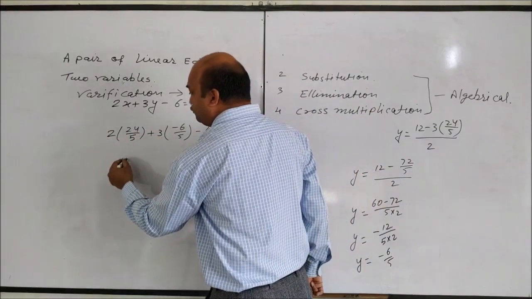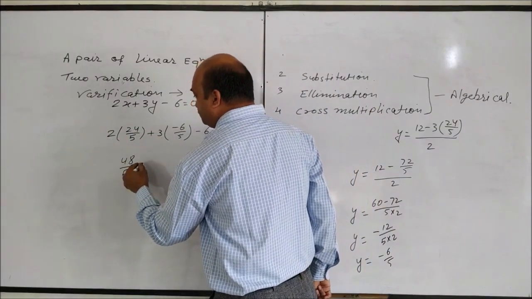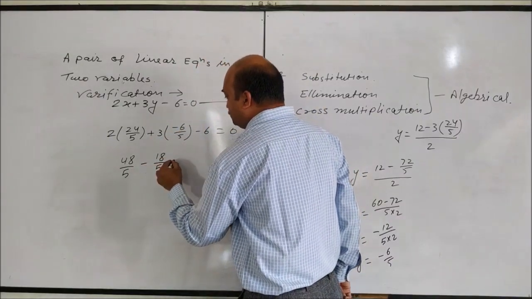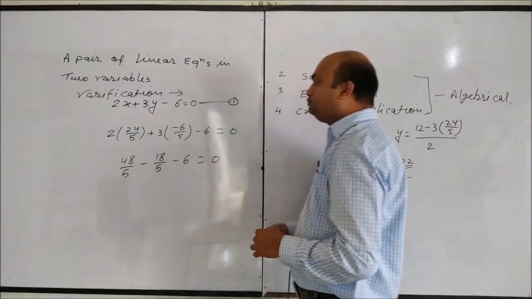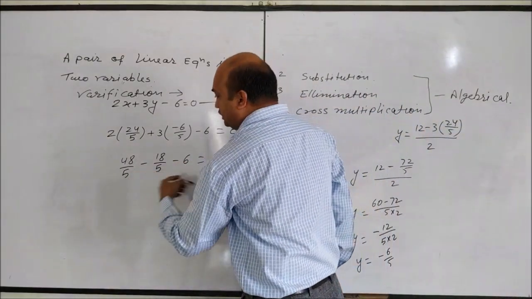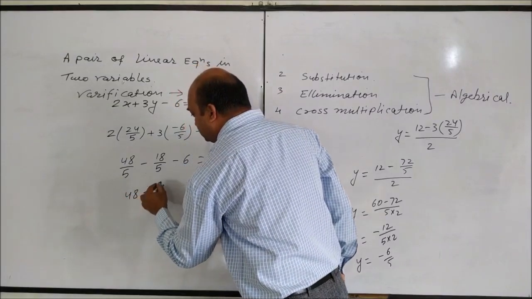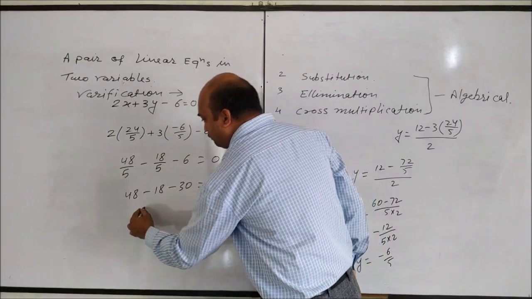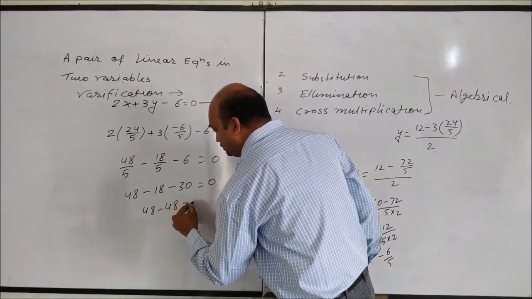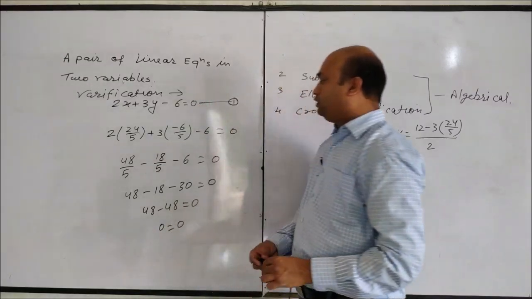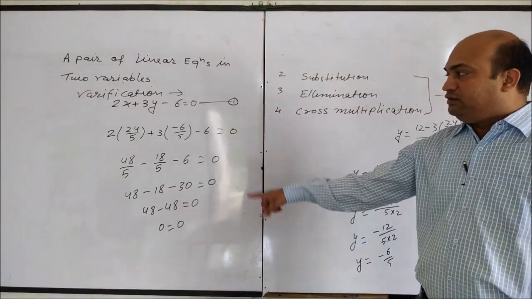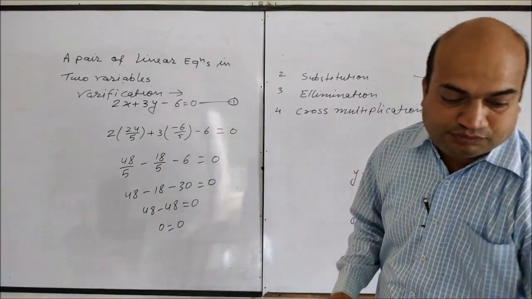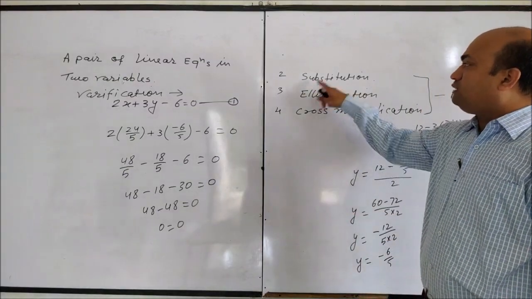It will be 48 by 5 minus 18 by 5 minus 6 is equal to 0. 5 we take LCM, it is 48 minus 18 minus 30. We will get it as 48 minus 48, that is 0 equal to 0. So in this way we can verify that what we have done is correct or not. This was substitution method.